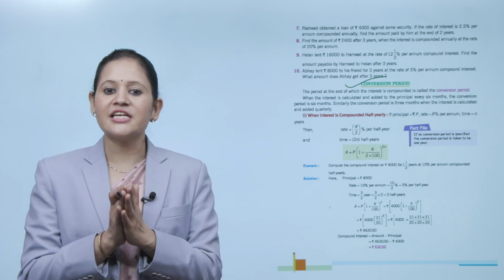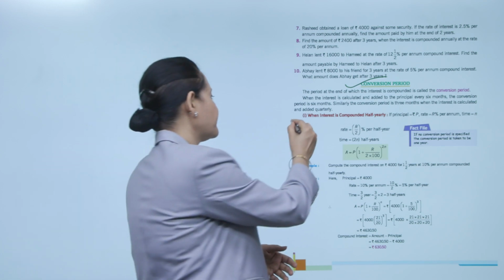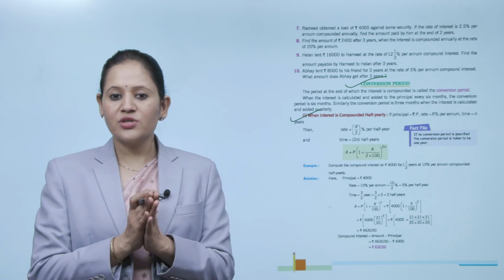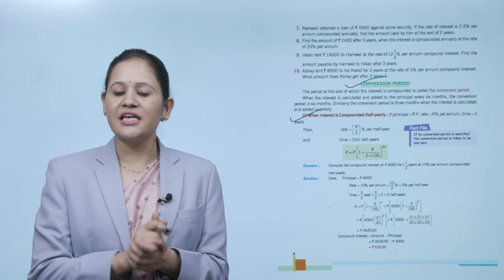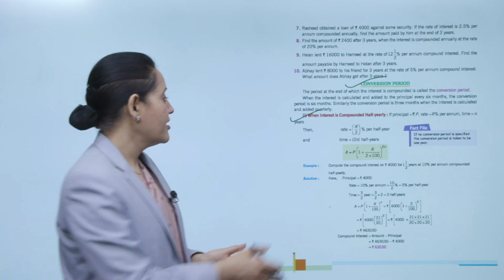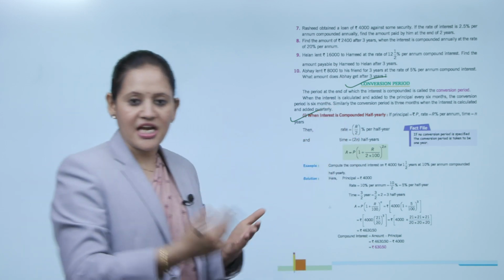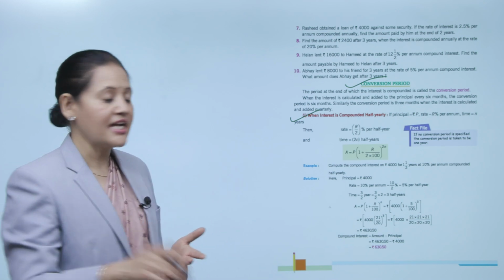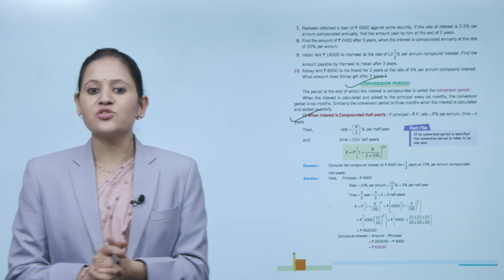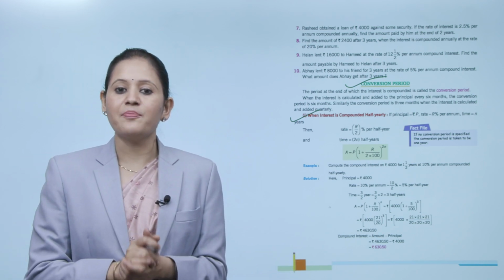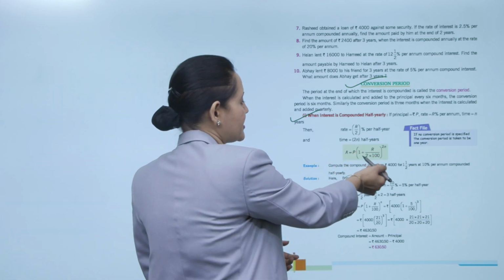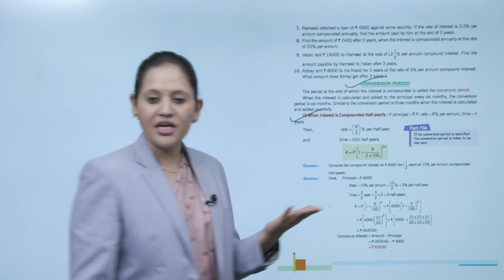So first is when interest is compounded half yearly. Half yearly means in every 6 months, 2 times in a year. If principal P, rate of R% per annum, time n years, then rate of interest will be halved, R by 2% per half year, and time will be doubled, 2n years. So amount equals P (1 + R/(2 into 100)) to the power 2n. Means rate of interest is halved and time is doubled.